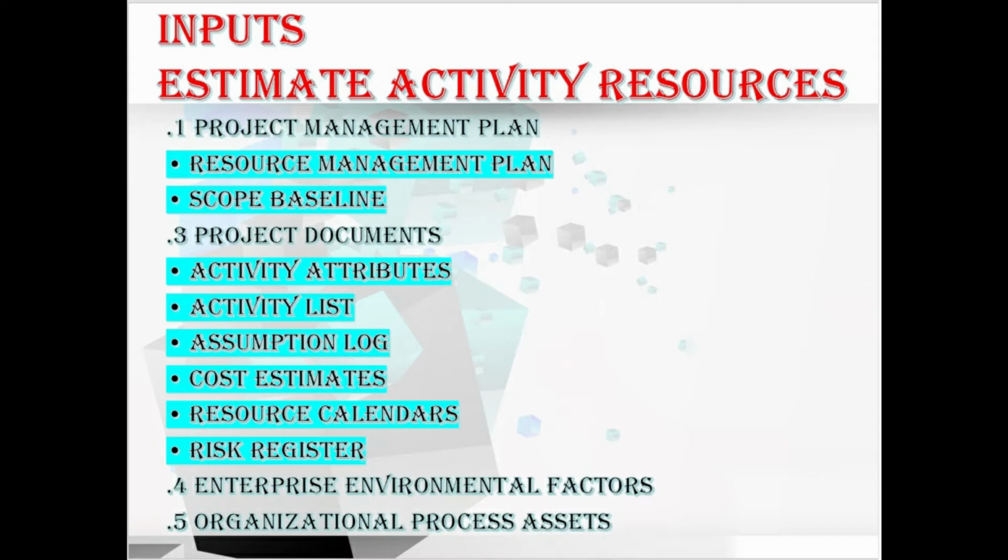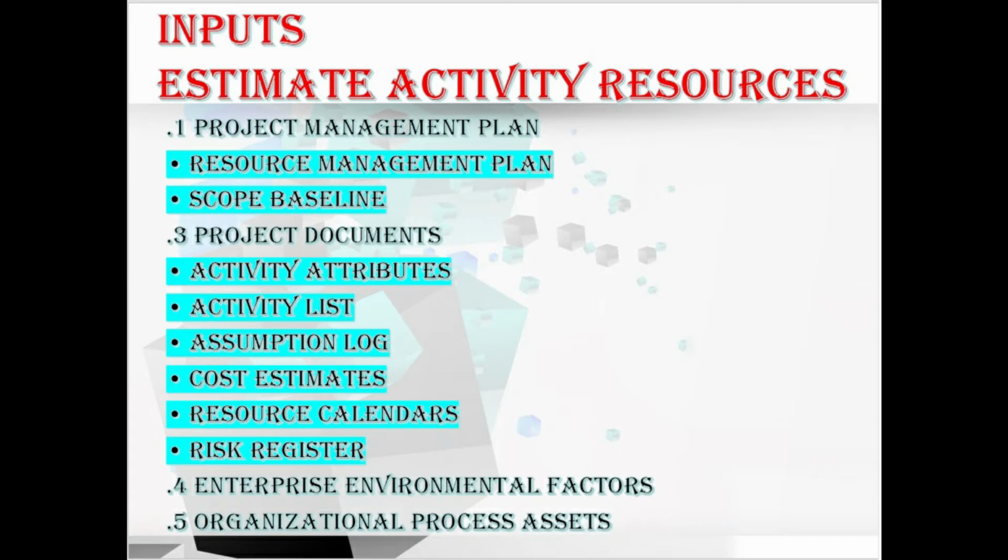We have the project documents, which contain the activity attributes, activity list, assumption log, cost estimates, resource calendars, and risk register. Let me explain one by one. First with activity attributes. The activity attributes provide a primary data source for use in estimating the team and physical resources required for each activity on the activities list. And coming to the activities list, the activities list identifies the activities that will need the resources. Hope you understood the activity attributes and the activities list.